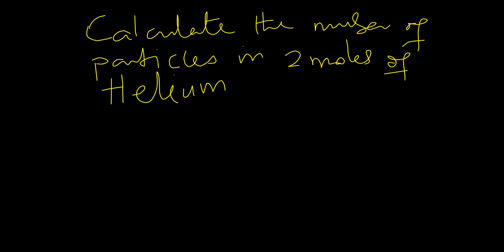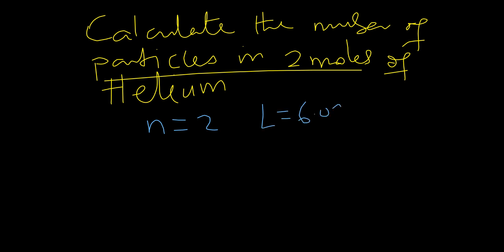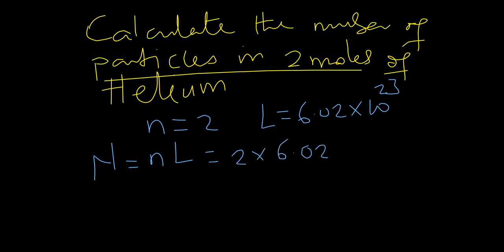The next question: you are asked to calculate the number of particles in 2 moles of helium. So how many moles have been given to you? You've been given the number of moles to be 2. The Avogadro's number would always be given to you. It is L and it is 6.02 times 10 exponent 23. So to calculate the number of particles, it is capital N, which is equal to small n, the mole, times the Avogadro's number. And that will give us 2 times 6.02 times 10 exponent 23.